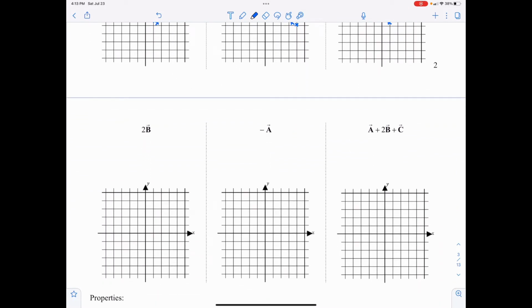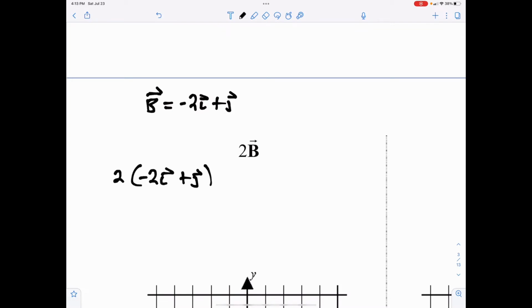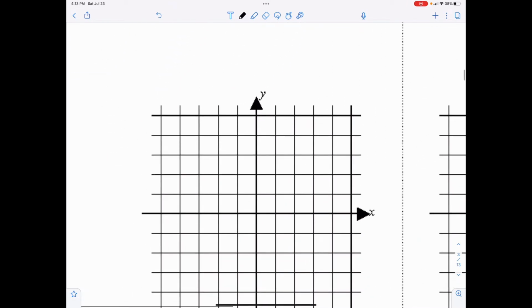2 times b. Okay, now vector b, if you recall, was negative 2i plus j. So 2 times b would be 2 times negative 2i plus j, which would be negative 4i plus 2j. In other words, it doesn't change the direction, it just makes it twice as long. So, in other words, this is b right here, so 2b would just be twice as long, down to here. So 2b would be over here.